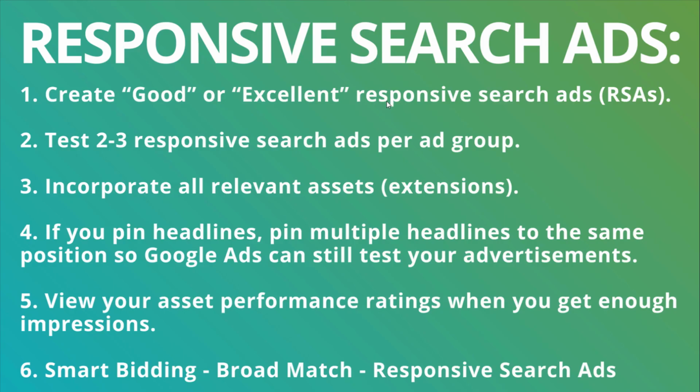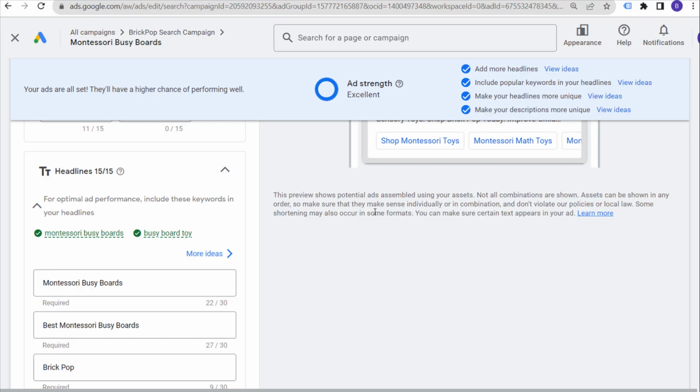Use some of the different pain points that people are going to have based on whatever products or services you're advertising. So just come up with a list of, okay, here are the pain points my customers have. Here is how I'm going to speak to them with these advertisements. So that is how to test your responsive search ads and how to create good or excellent responsive search ads. It's pretty easy to create good or excellent responsive search ads.